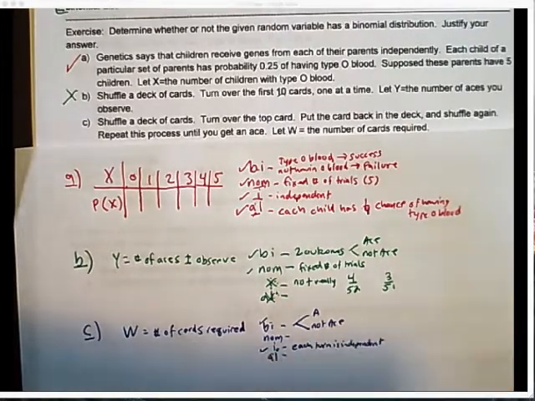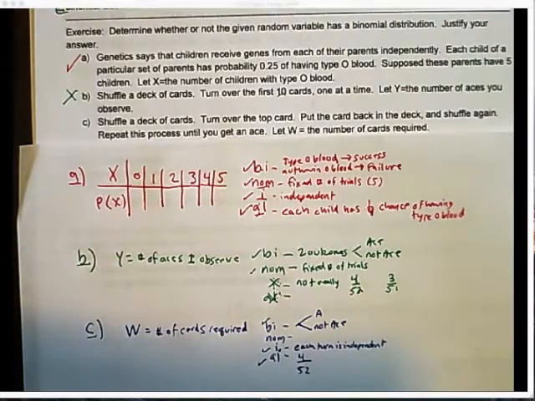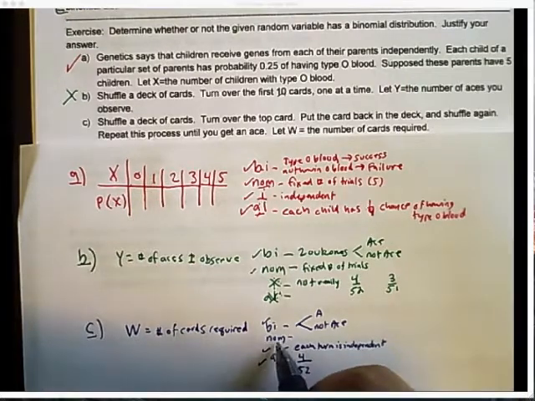Okay, so that one's met. All right, and because I'm putting the card back in, every time I draw, there's 52 cards, and there's 4 aces in the deck, whether I draw one or not. Okay, so every time I'm drawing the top card, I have a 4 out of 52 shot of getting an ace.